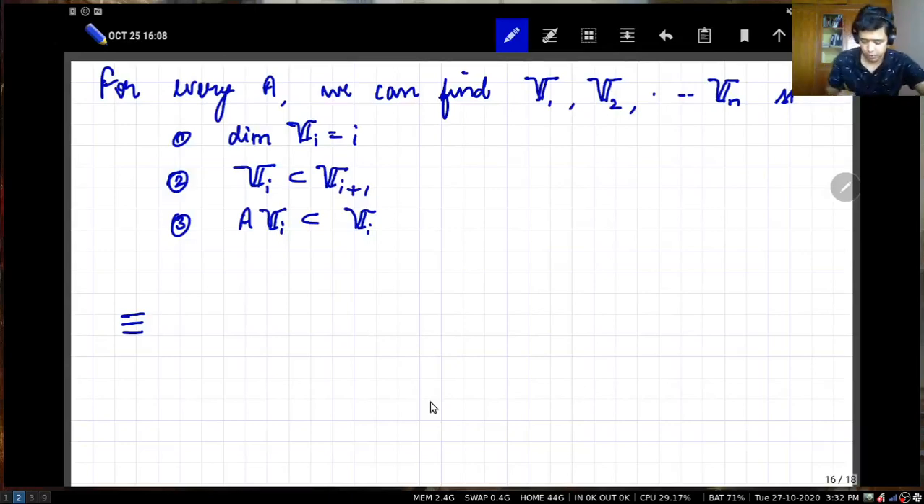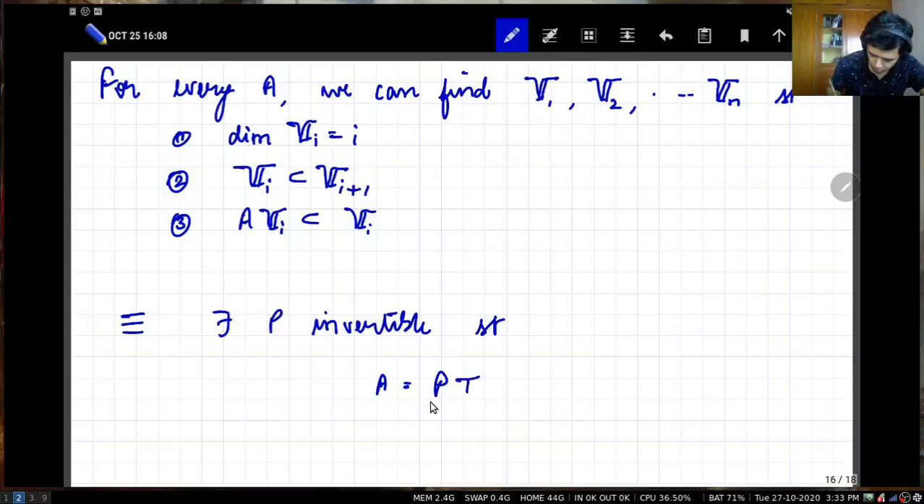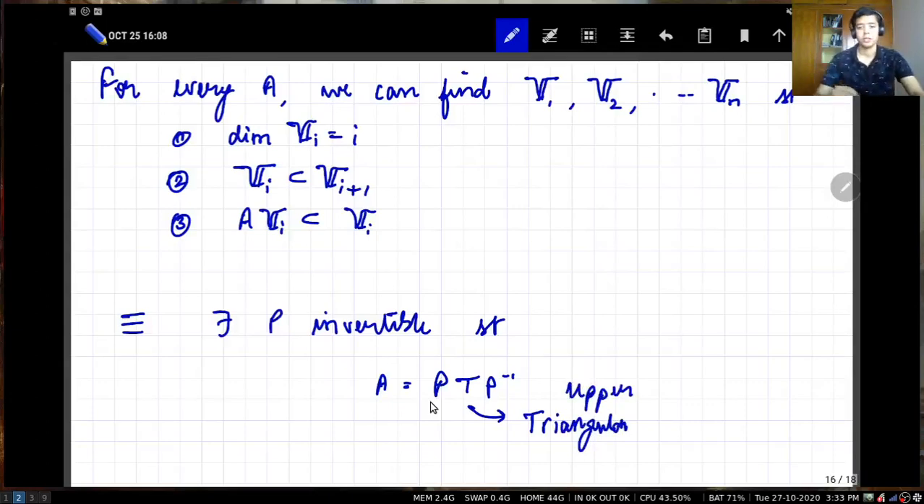And this is equivalent to saying that there always exists an invertible matrix P such that A equals P T P inverse, where this T is upper triangular. So that's what we want to prove.